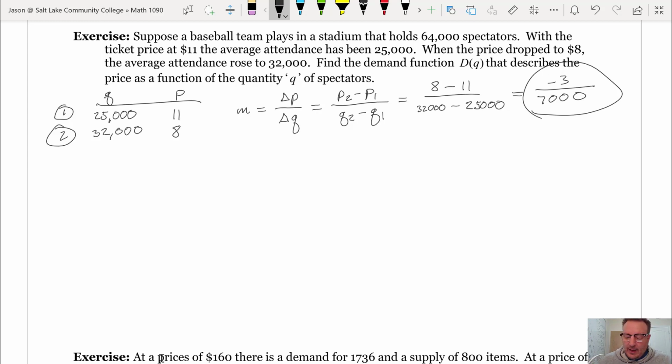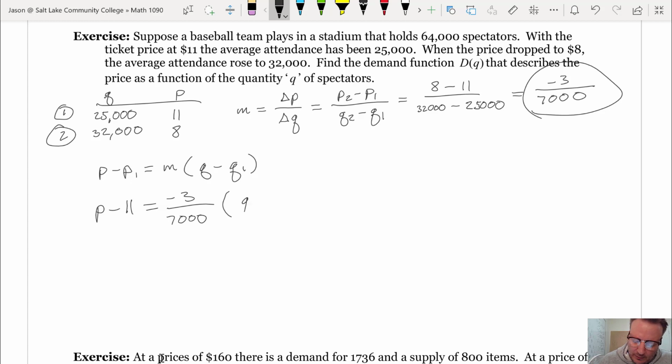Now we need to plug this and a point. We'll pick the first point into the point slope form to get the equation of the line. In this context, the variables we're using are P and Q, so P is the output, Q is the input. So the point slope form would be P minus P1 is equal to m times Q minus Q1. So we get P minus price 1 is $11. The slope is negative 3 over 7,000. Q minus Q1 is 25,000.